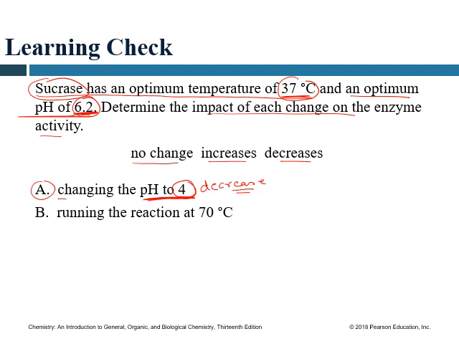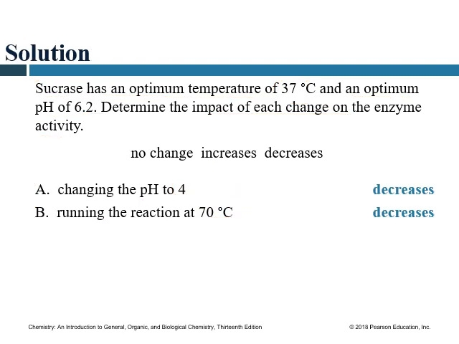Option B is running the reaction at 70 degrees Celsius. So now the temperature we are using is 70, but what's the optimum temperature for this enzyme? 37. So that means the reaction rate will also decrease, because at that high temperature the enzyme is going to denature, and if the enzyme becomes non-functional, it cannot show any efficiency, right? It cannot do any reaction. So the reaction rate will decrease. Right, so this is the answer that we already talked about.